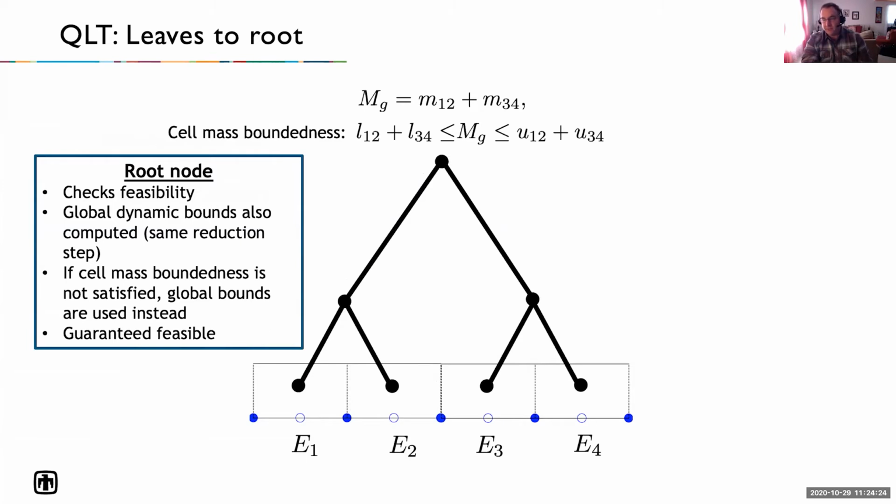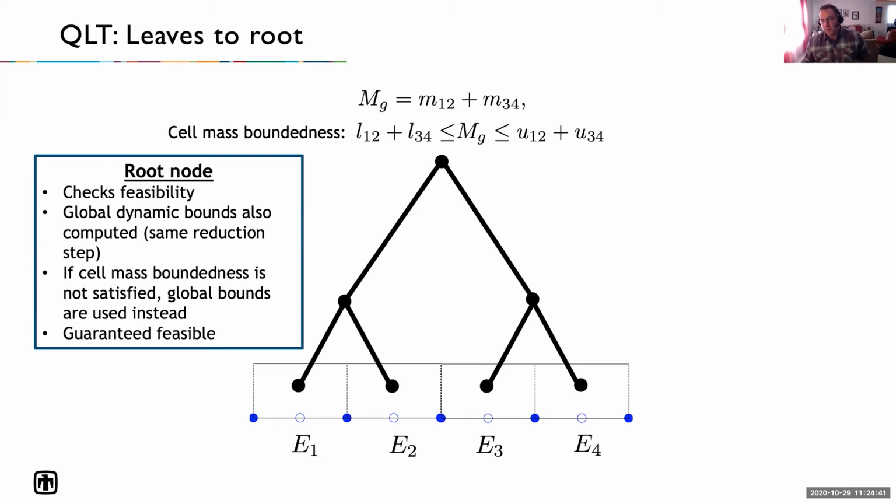And here you check feasibility. If you have cell mass boundedness, you're feasible, you can solve the problem. If you don't have that, you just change the lower bound to be the global lower bound and the upper bound to be the global upper bound.